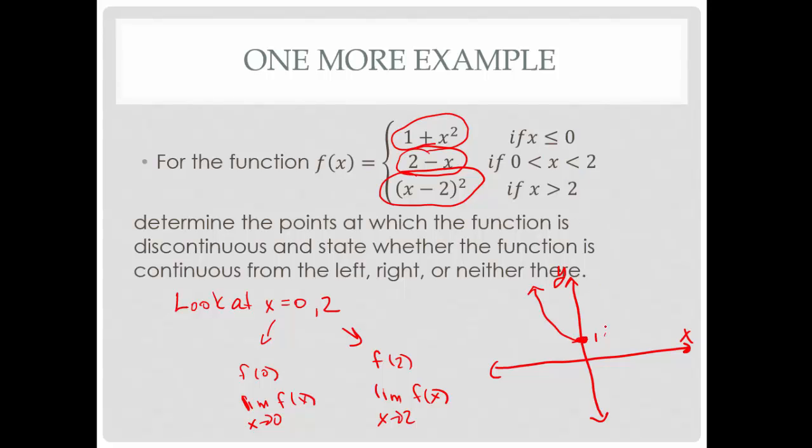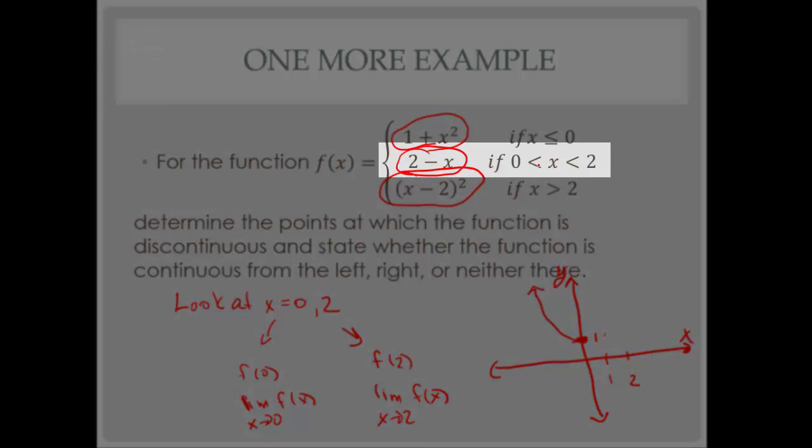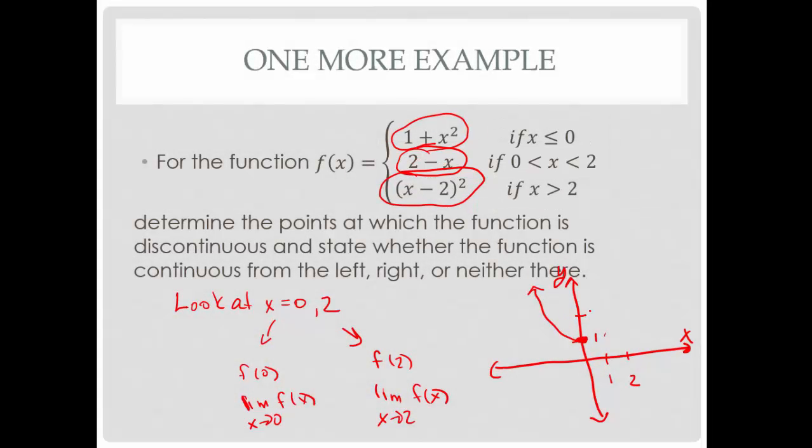The second piece only exists between 0 and 2, and it's a line. Specifically, this is negative x plus 2 if you want to write it in the more traditional form. So this is a line with a y-intercept of 2 and a slope of negative 1. So it has a y-intercept of 2, open circle, and a slope of negative 1. So as it moves down 1, it moves right 1, and down 1, and right 1. Open circle here as well, and that's a line from here to here.